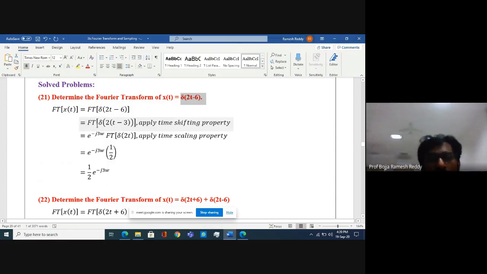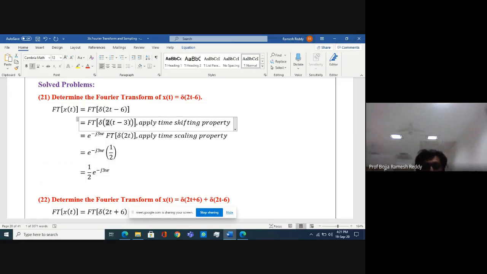It is of the form x of at. Here, a is the scaled form. 1 by 2 is the outcome because of the 2. t minus 3 is called shifting. It includes time shifting and time scaling.